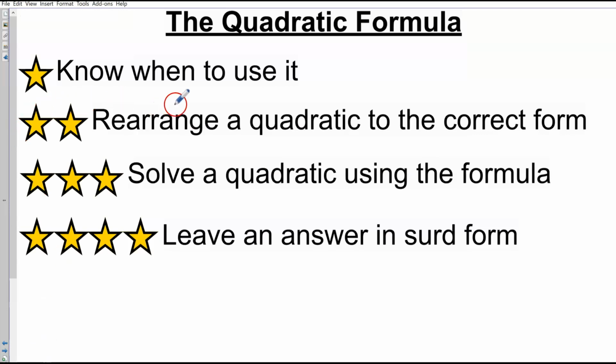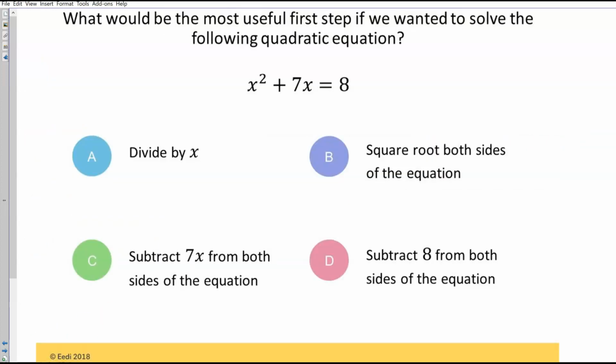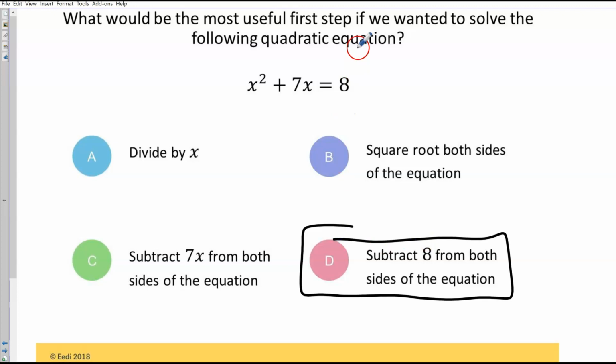So we're now going to look at what happens if it's not in the right form. So we're going to look at this second one now, where we rearrange a quadratic to the correct form. So here we go. This is not in the right form. What would we do to get it to the right form? Have a little look through the options. Okay, pause the video, have a little think. Okay, and you should have gone for option D, because when you're using it, it has to equal 0. So I'm going to take 8 from both sides to make it equal 0.